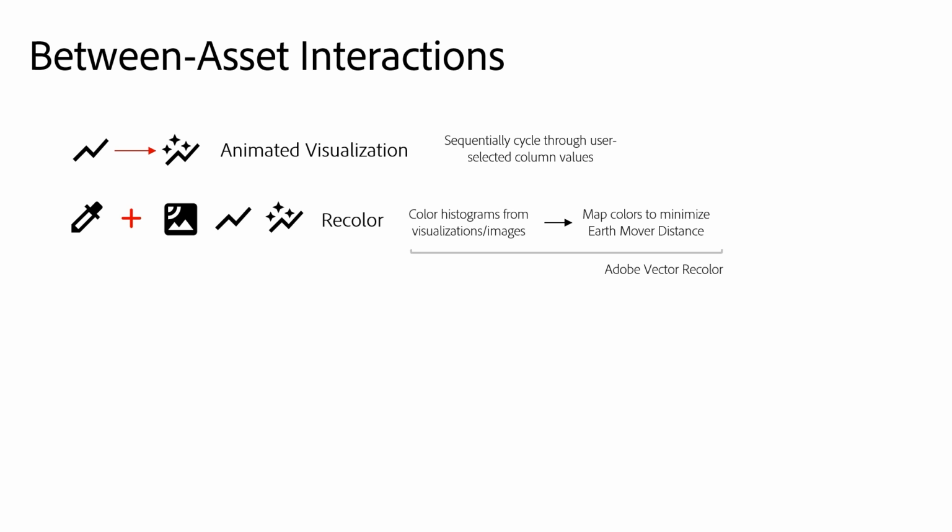Color palettes can be combined with visualizations or images to recolor them. This is done by similarly extracting color histograms from the graphs and images, then mapping the color from the palette to them in a way that minimizes the Earth mover distance.